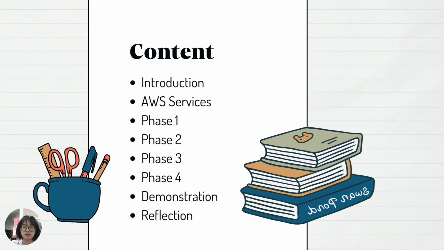So this is the content for our presentation. The first one is introduction, and the second one is AWS services that we will be using. The third one, phase one. The fourth is phase two. The fifth is phase three. The sixth is phase four. And after that will be the demonstration for the website and the reflection.